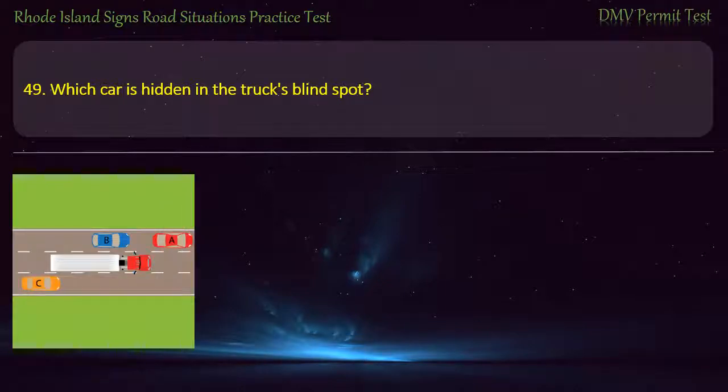Question 49. Which car is hidden in the truck's blind spot? Cars A and C. Car C. Car B. Car A. Answer. Car B.